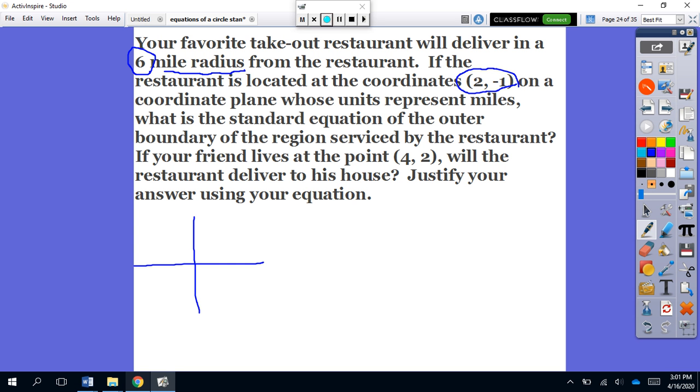Let's see, the center is at 2, -1. It's got a 6-mile radius, so let's say this is about 6 miles. So here's my circle, and this is 2, -1. Well, to write the equation, you just need, wait, that's not 2, -1. You guys are probably screaming, no, Miss Kike. Let me erase that and start over.